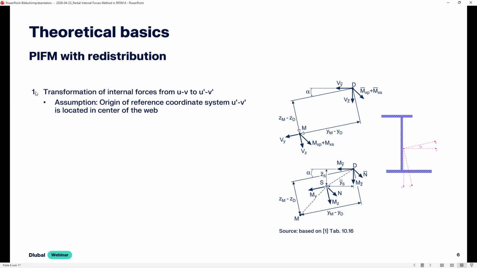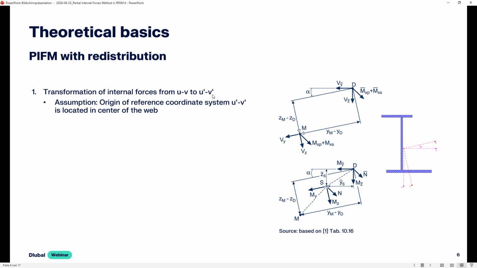And the first step we will have to do if we want to use the PIFM with redistribution is to transform our internal forces from our original coordinate system, which would be the UV coordinate system, like for example for this member or cross-section here. So this is the U axis and the V axis. And we have to transform these internal forces that we receive from the static analysis to a reference coordinate system, which would be U-V- in this case.